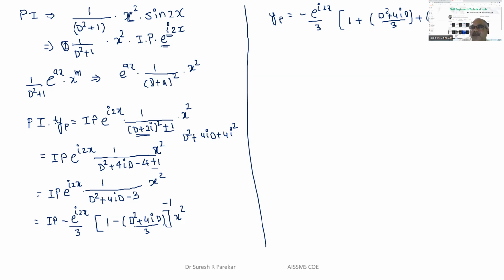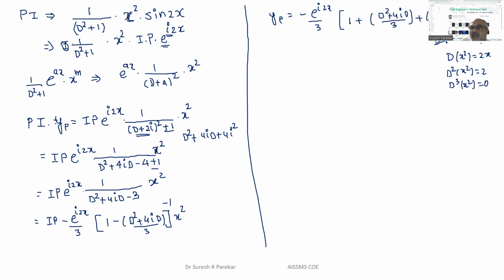Now in this, if we go for the square, then D square we do not have, so we need not require it. Or if we go for the square of this, then we have D4 plus 8iD cube, and then minus 16D square. So these two terms will not be considered, because derivative of x square: D of x square we have 2x, and D square of x square we have 2, and onwards D cube of x square we have 0, and so on.